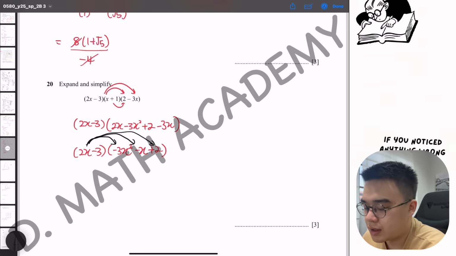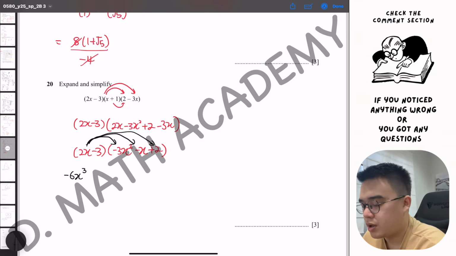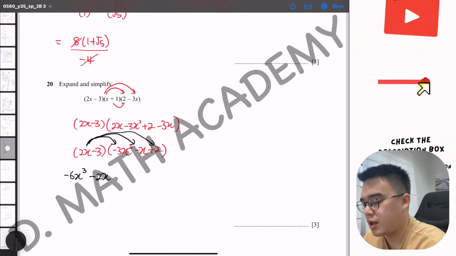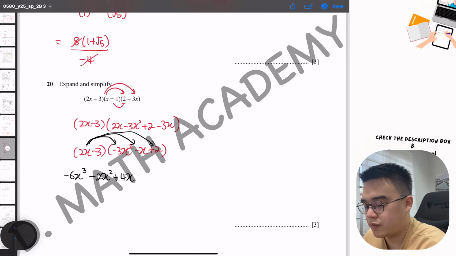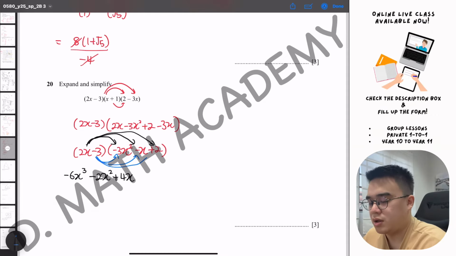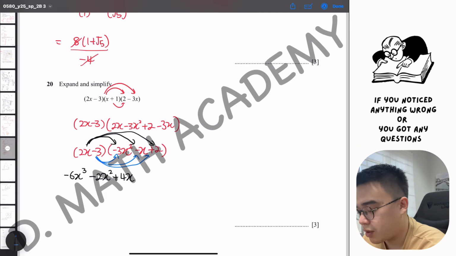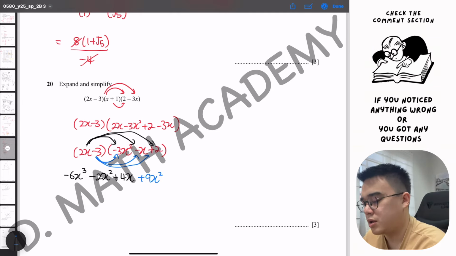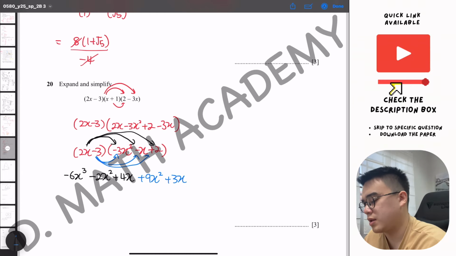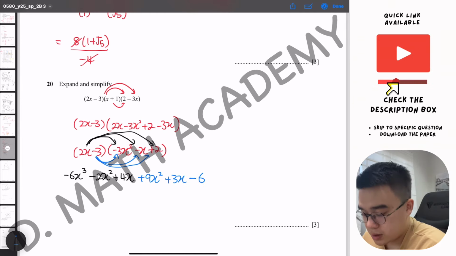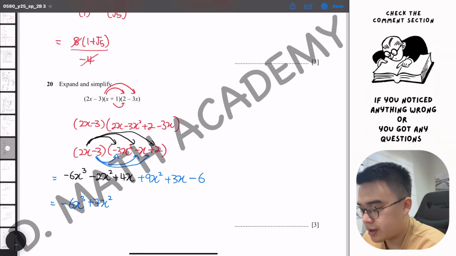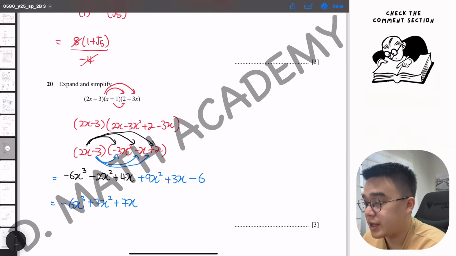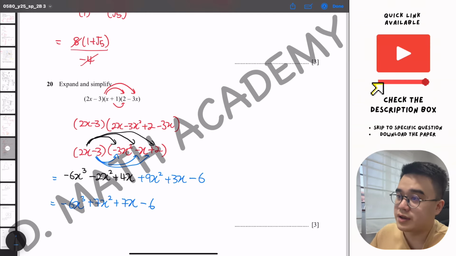getting you a negative 6x cubed, negative 2x squared, and a positive 4x. On the other hand, you have your negative 3 times negative 3x squared, you will get positive 9x squared. You get positive 3x and negative 6. So in this case, negative 6x cubed remains. Positive 7x squared, positive 7x, and minus 6 is my final answer.